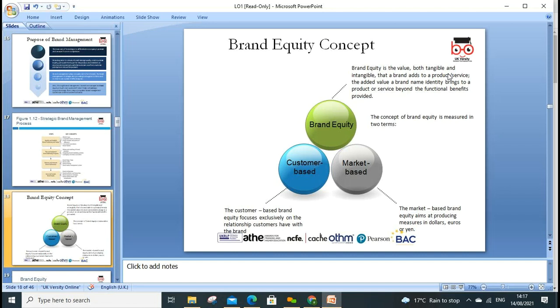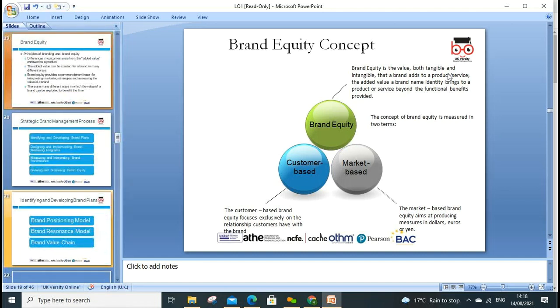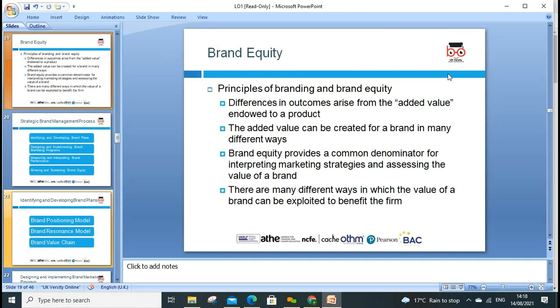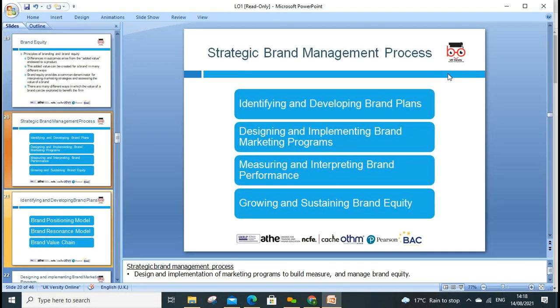The concept of brand equity is made in two terms. So what two terms? The customer-based, or customer equity, focuses exclusively on the relationship customers have with the brand. And the market-based brand equity aims at producing millions in dollars and euros and yen. Yes, how much the brand is worth. Brand equity principle: in branding and brand equity, the differentiated outcome arises from the added values. Added values can be created for a brand in many different ways. Brand equity provides the common denominators. So that's what we need to look at.